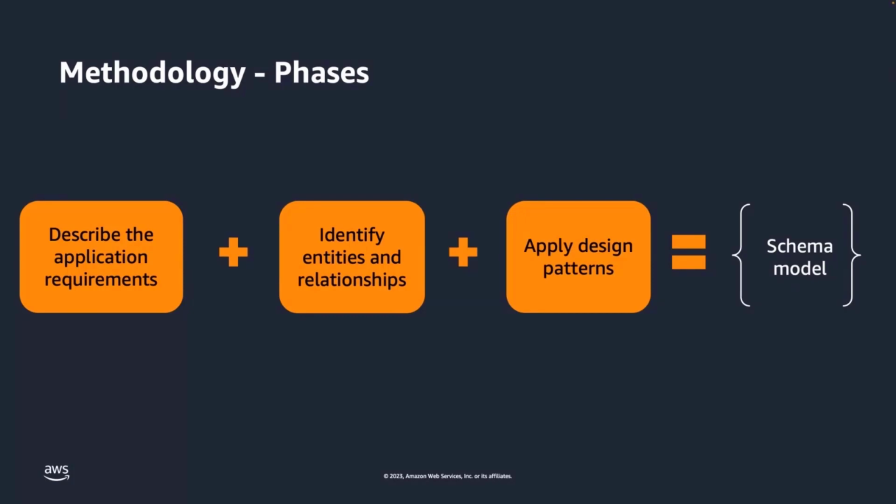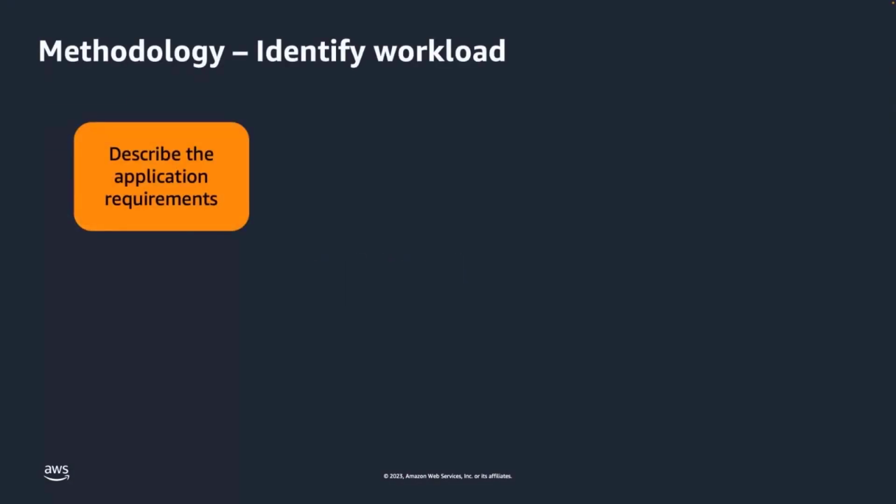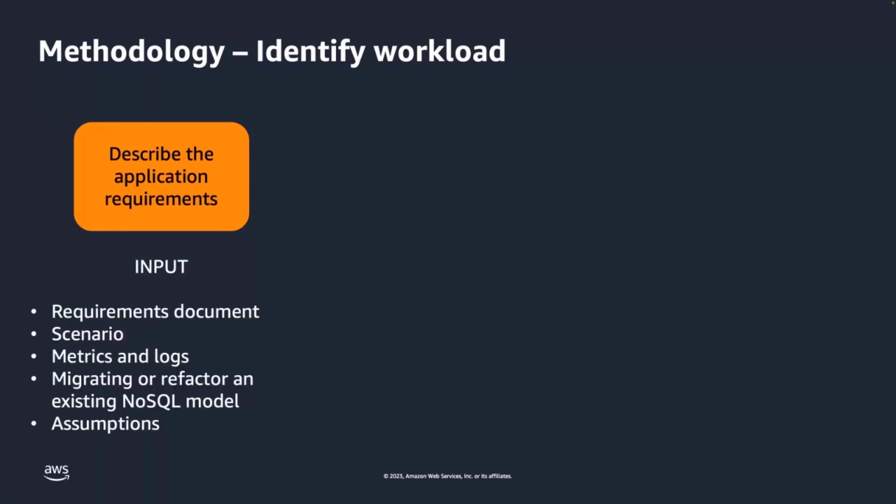So let's describe each phase a little bit more. First phase, identifying the workload. In this phase, you'll find out how the data will be used for your use case. You'll have some input information to start with. It can be a requirements document or a scenario of the use case. If you've already started a proof of concept, or you are migrating from a different database, or you are refactoring an existing NoSQL model, you may also have some metrics and logs, which are very useful. And you can make assumptions about how much data or how many reads or writes the workload will produce initially or in a few months or years.